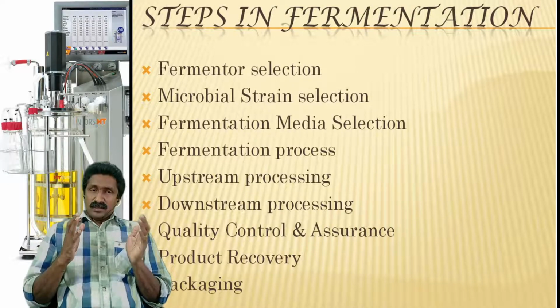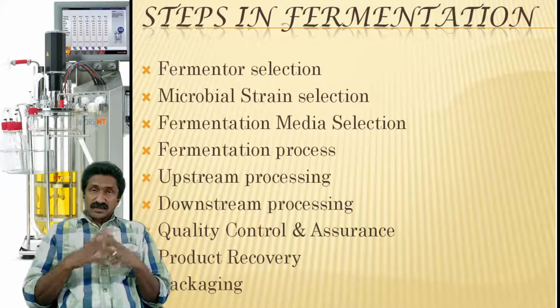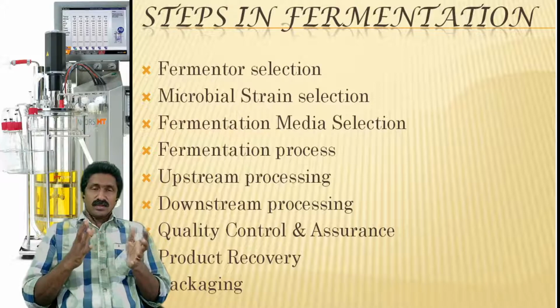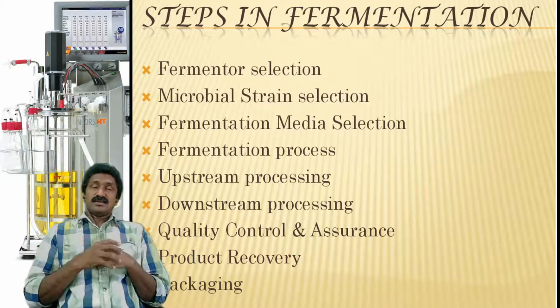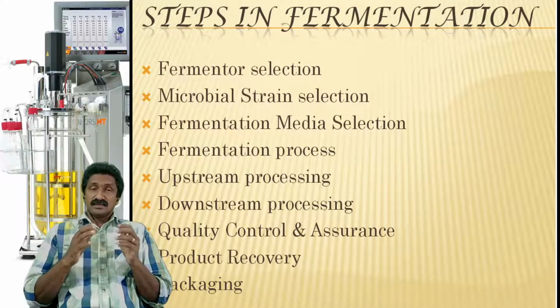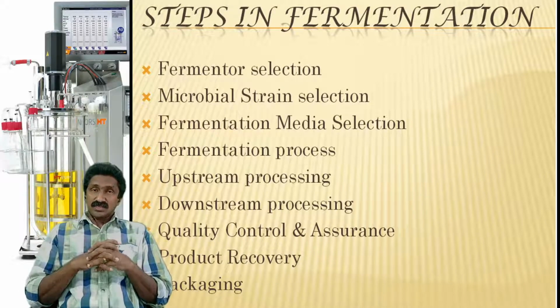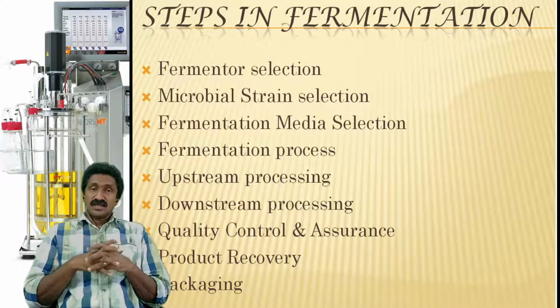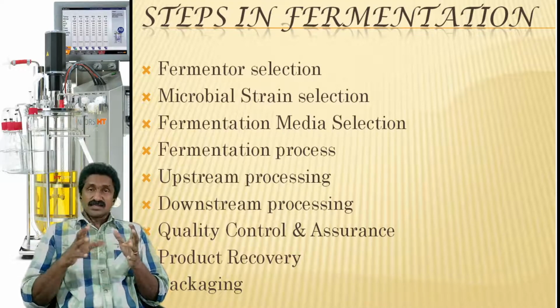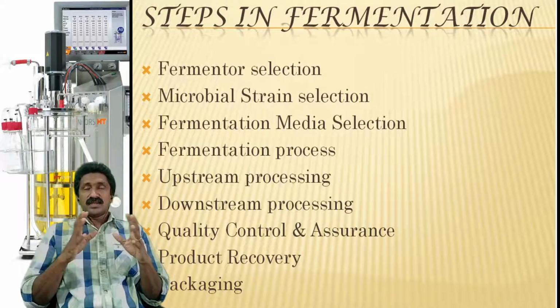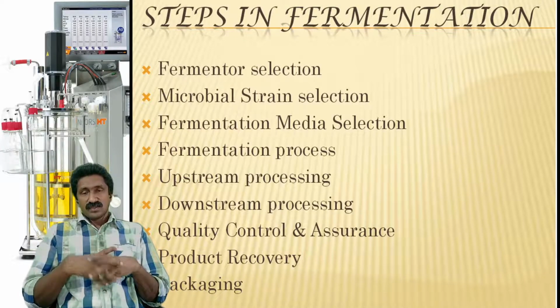Okay. Now there is upstream processing and downstream processing. You all are already familiar with the terms. Then there are quality control and assurance methods, which are also required in an industrial fermentation, product recovery, packaging, etc. So there are various stages in the industrial fermentation process.